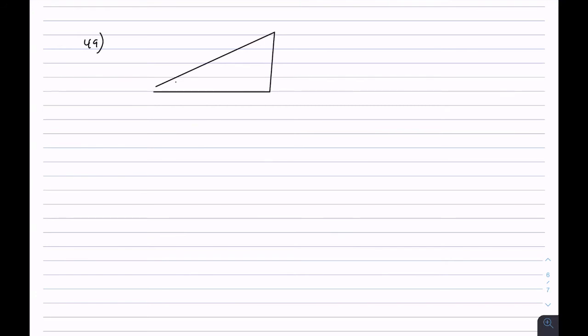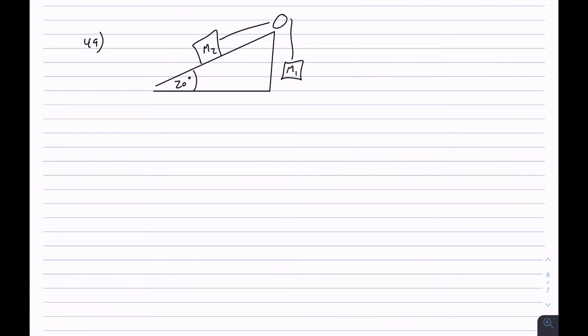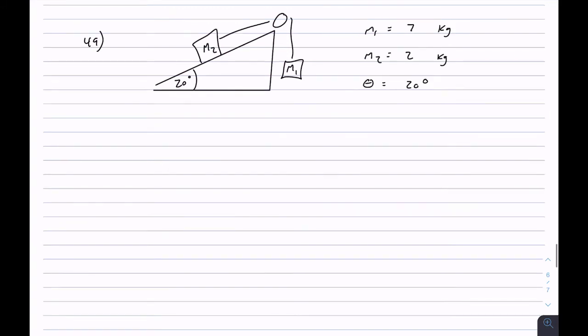Right? This is 20 degrees. Sorry, it's a ramp, of course. This is M1. This is M2. Now we're given values for M1 and M2. M1 is, here I'm just going to do this. We're given no initial motion. It's released from rest, which is what we would expect.